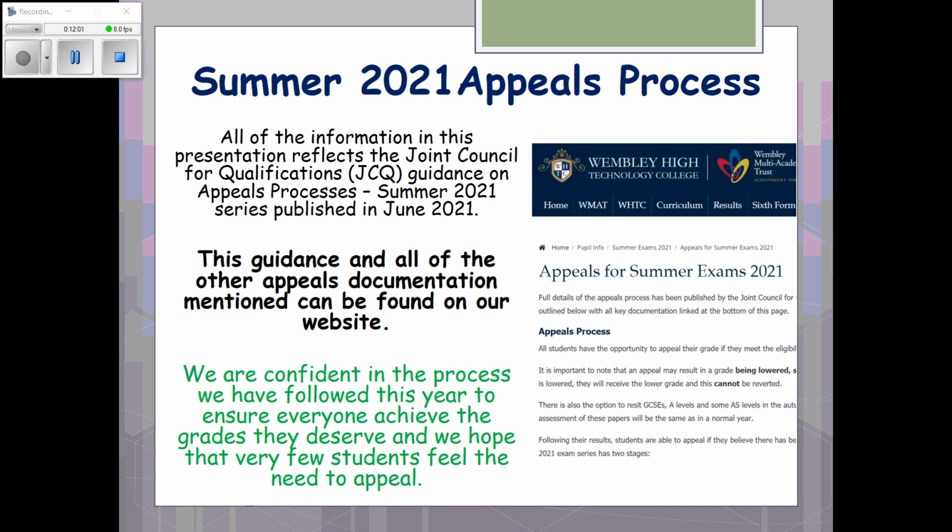And I just want to leave with the message that we are really confident in the process that we have followed this year to make sure everyone achieves the grades that they deserved. And we really do hope that very few students feel the need to appeal as a result.